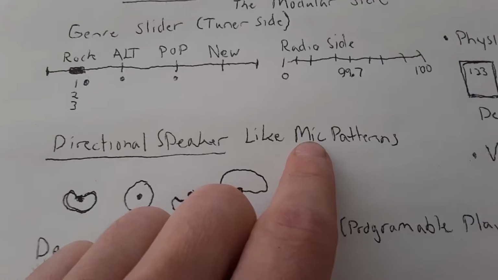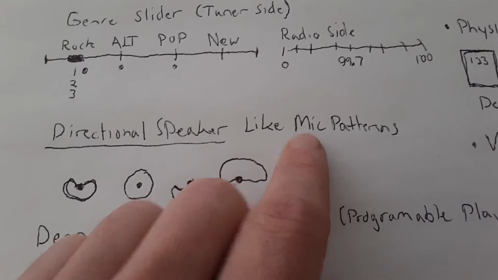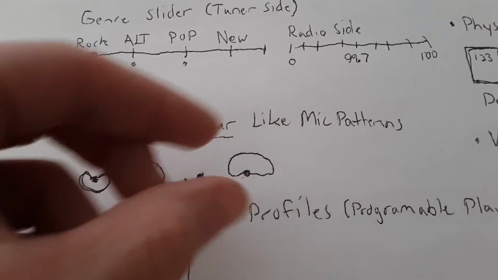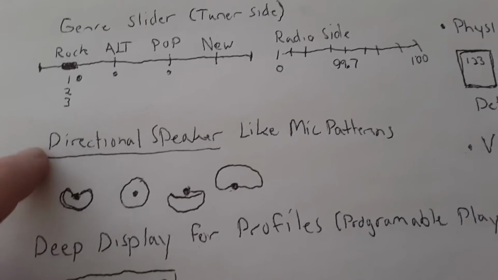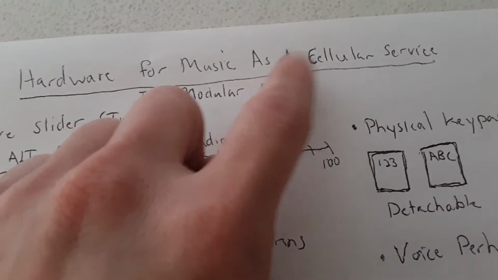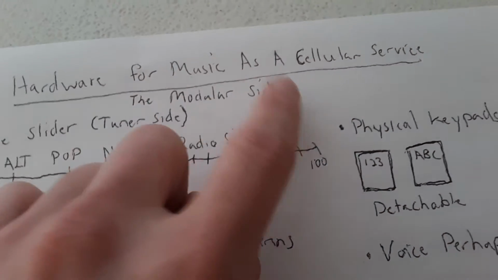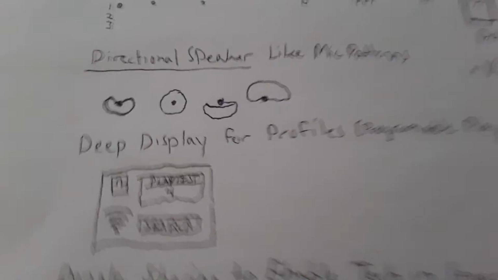So like mic patterns for good microphones, where you could put a little capsule in and change how the mic works, you could have a directional speaker system for your portable modular system to facilitate this new concept of having music as a cellular service.